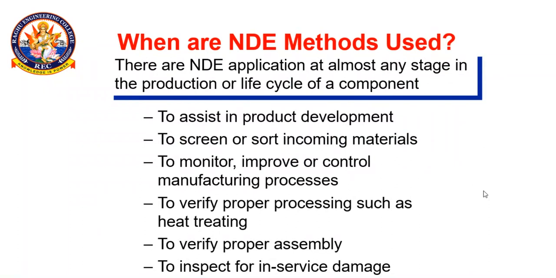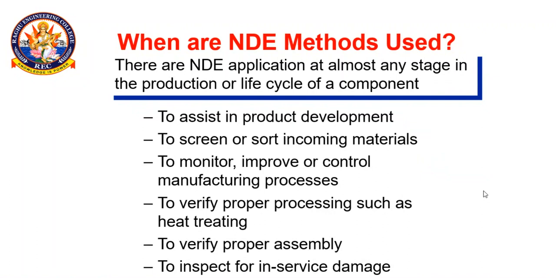When is non-destructive testing used? To assess product development. In product development, we use non-destructive testing. To screen or sort incoming materials, since some incoming materials come with different chemical compositions, to select our required chemical composition. And to improve the control of the manufacturing process, which plays an important role in the final quality of the product. So these NDE methods give some guidelines for the manufacturing process.